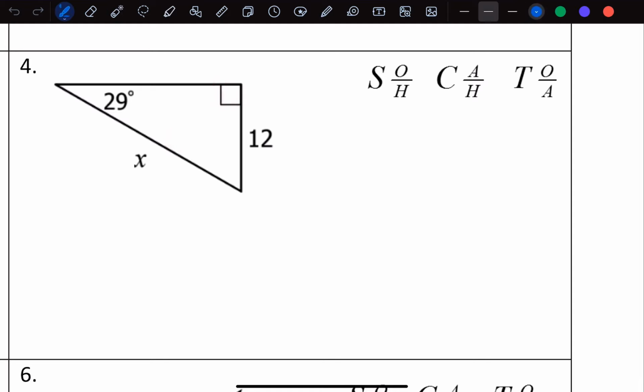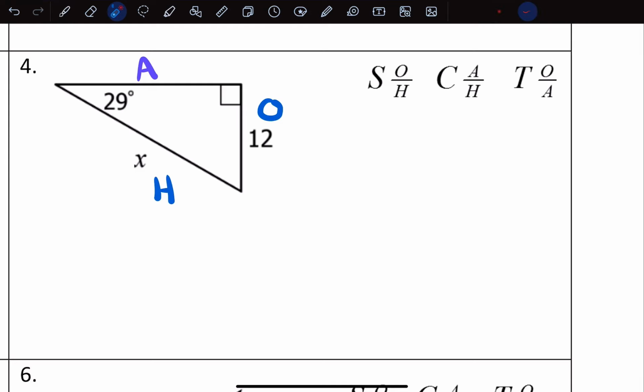That's your hypotenuse. I'm going to label that with an H. The next thing is what is the given angle. Look across. That is your opposite. Want to label that with an O. And then that leaves the adjacent as the other side.